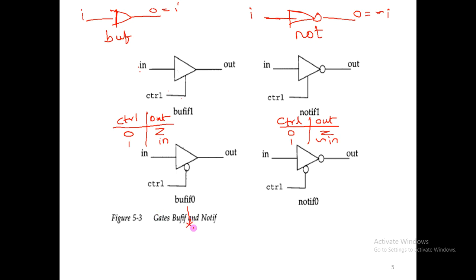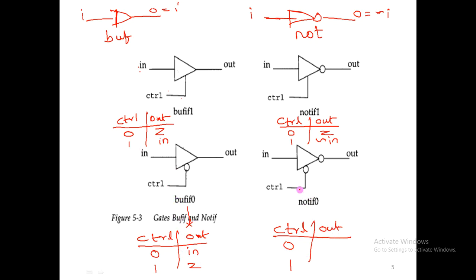And similarly for this as well as this, we will have the truth table: control and output. So buff if 0 means when control is 0 it will work fine. When it is 1, your output will be high impedance state. Similarly here, control, out, 0, 1. When it is 0, this will work fine, giving inverse of input. Or else it is high impedance state. This is how it works. I hope the things are clear.